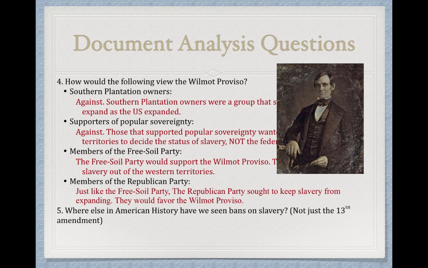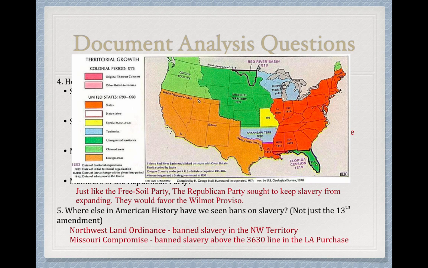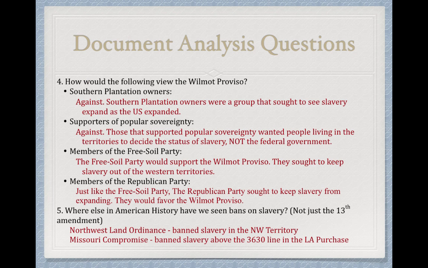So where else in American history have we seen bans on slavery? Not just the immediate one that comes to mind, the 13th Amendment. Think of the Northwest Land Ordinance from 1787. This banned slavery in the Northwest Territory, areas like Ohio, Indiana, Michigan, and also the Missouri Compromise. This will ban slavery above that 36°30′ line in the Louisiana Purchase. So everything above this line here will be free. Everything below this will be slave. So just a couple other examples that you can make connections to when thinking about the Wilmot Proviso.